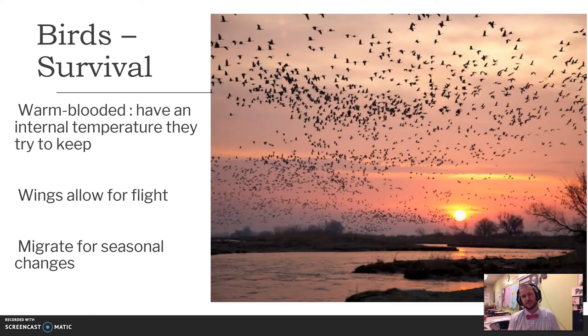This does mean in the southern hemisphere the birds migrate north for the winter, because again they're just moving to that equatorial point where it's warmer. And then the other aspect they have are those wings that they will use for flight.